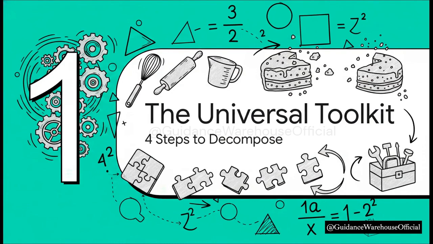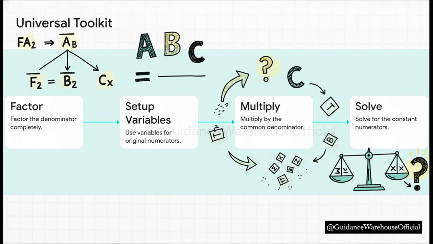Section 1. The Universal Toolkit. 4 steps to decompose. Okay, so to unbake our mathematical cake, we need a solid plan. We can't just guess here. Here's your 4-step master plan that works every single time.